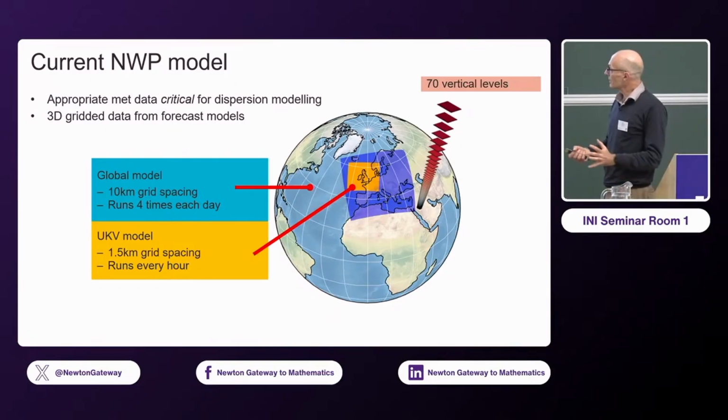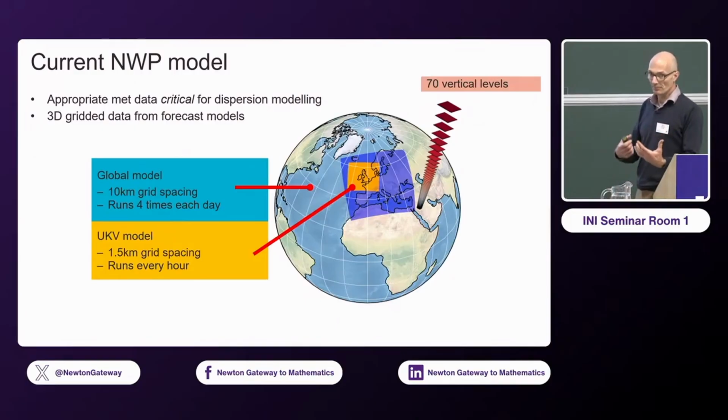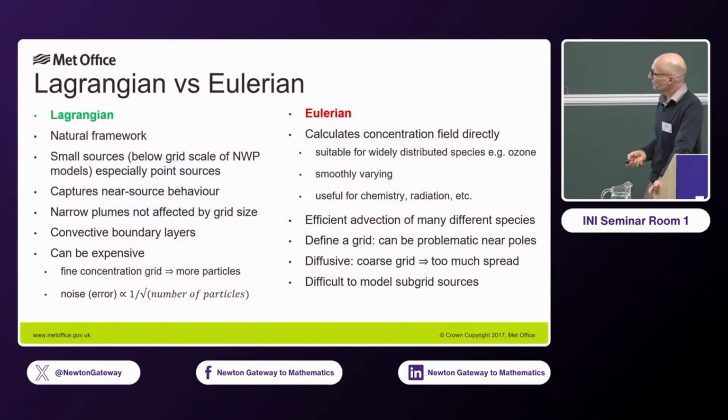As you can imagine, even with 1 or 1.5 kilometer spacing, a lot of physics is taking place below the grid scale, and that's even more the case for a 10 kilometer grid spacing. And so a lot of what NAME does is to provide a subgrid representation of the physics below the grid scale.